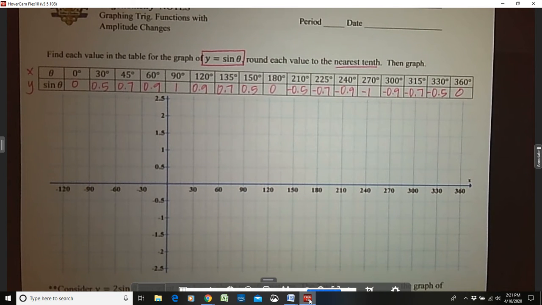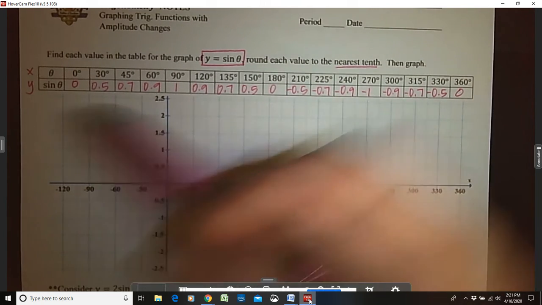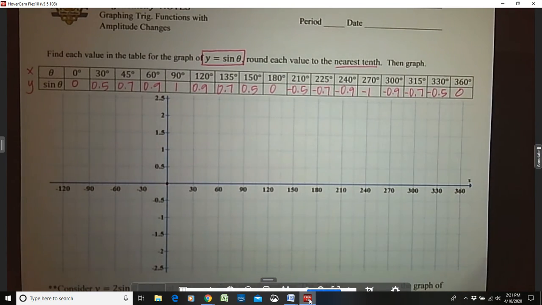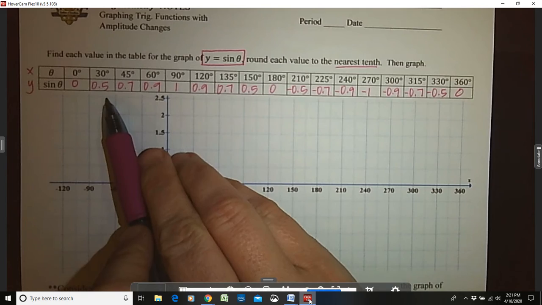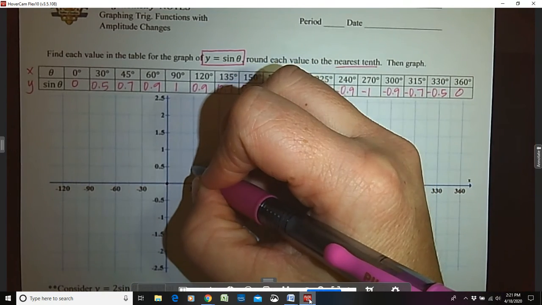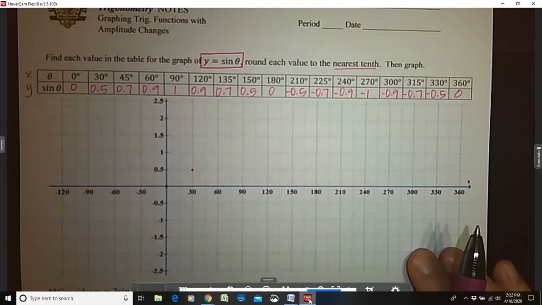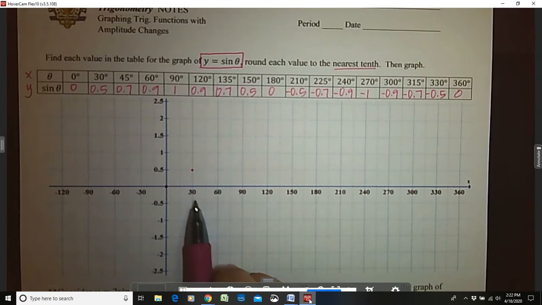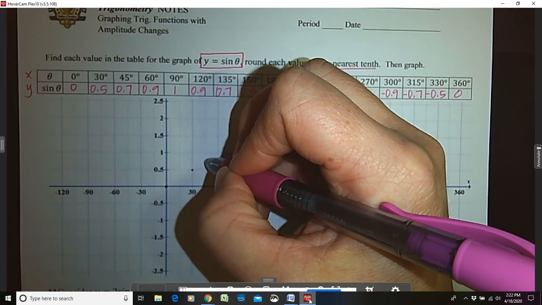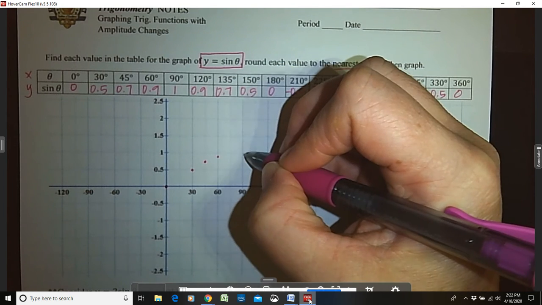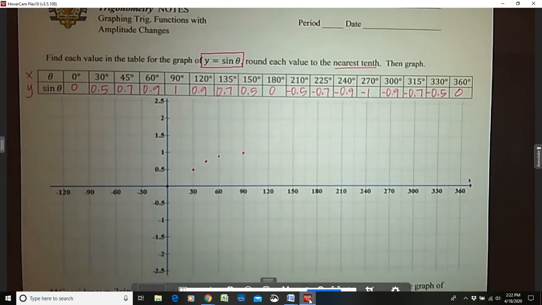So if I plot these now, I go to 0 degrees and 0. So that is right here, 0, 0. Then 30 degrees and 0.5. So that is right here. These represent degrees down here on your x-axis. 45. Now 45 is right here between 30 and 60, so be careful. That's 0.7. And then 60 is 0.9 and 90 is 1.